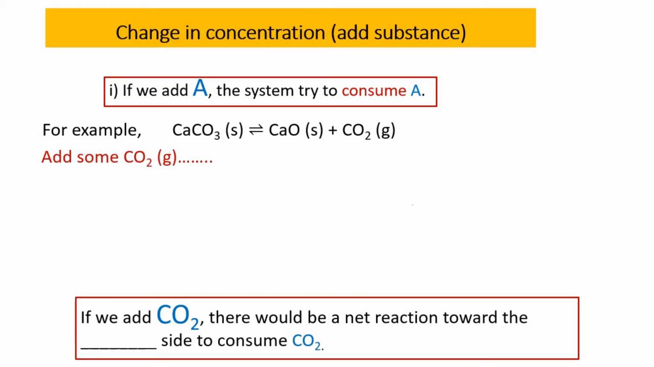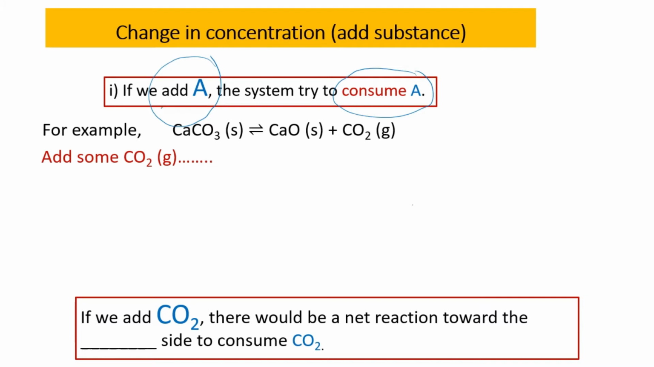Okay, let's look at how changing the concentration would change a system at equilibrium. Remember, if we add a substance, let's say A, the system will try to offset the change. So the system will try to consume A, meaning it uses up a bit of A in order to reduce the amount of A.